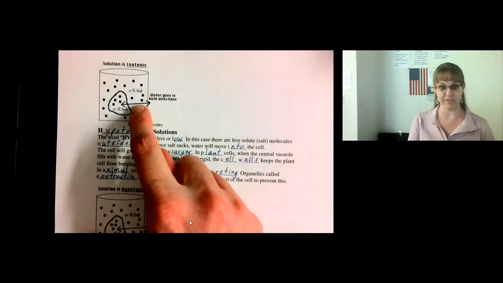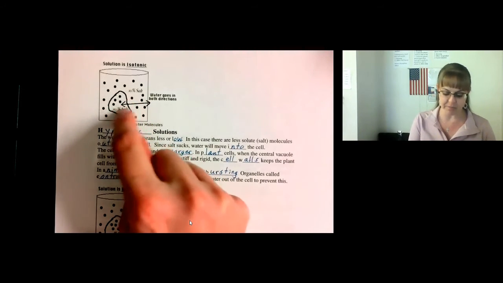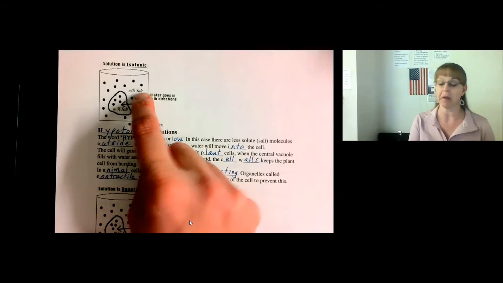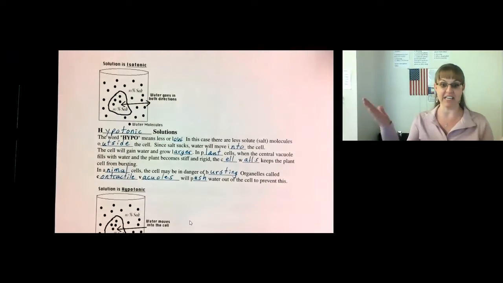So here is a picture of an isotonic solution. We have a 10% solution inside this semi-permeable membrane and a 10% solution of salt outside. Therefore, the water just moves in and out of the cell in equal amounts.